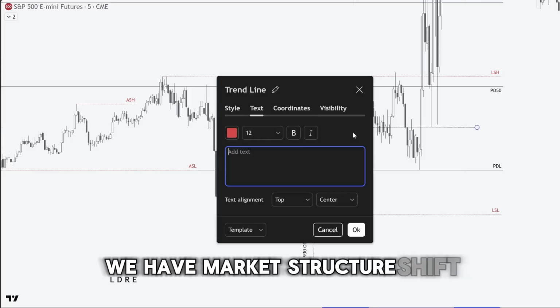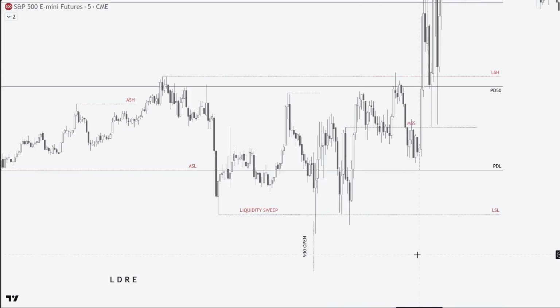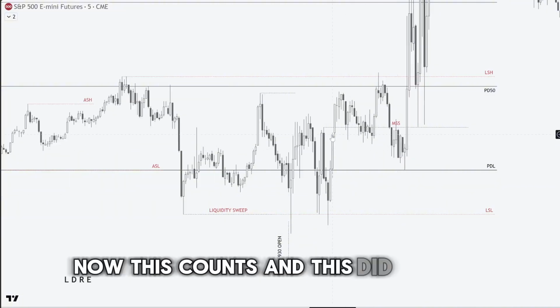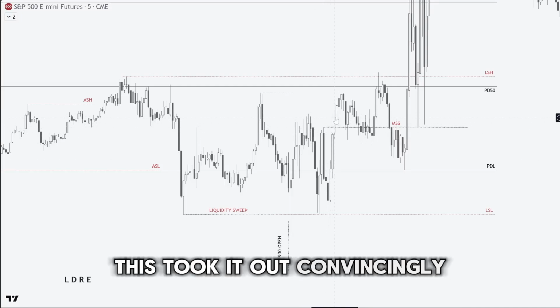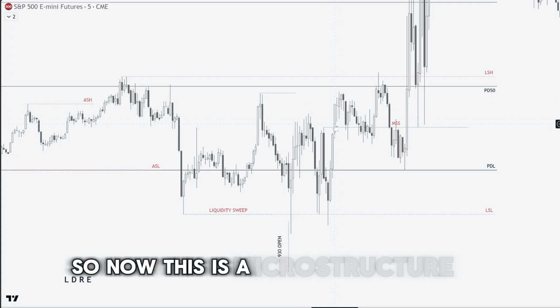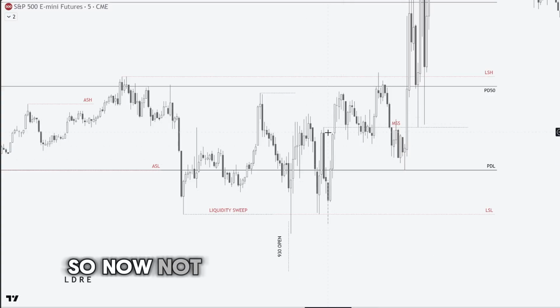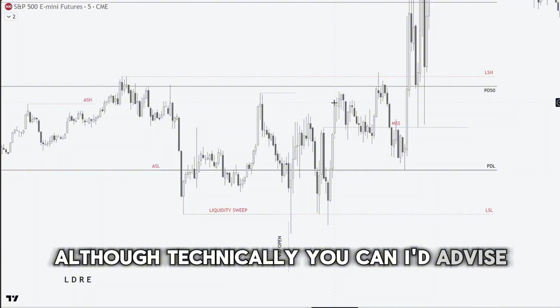we have a market structure shift. Now this counts and this did not fail. This took it out convincingly and it closed outside of it. So now this is a market structure shift. So now, not trading immediately after, although technically you can, I'd advise not to.